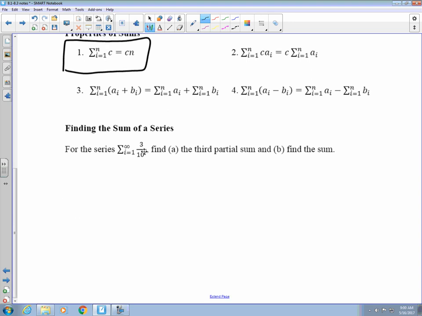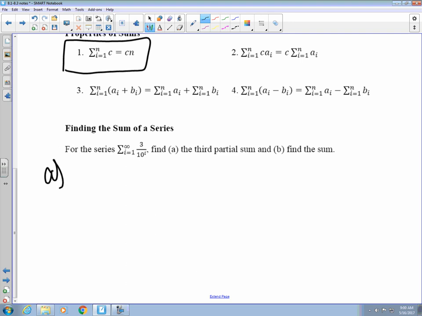So here we have finding the sum of a series, the series from 1 to infinity of 3 over 10 to the i. Find the third partial sum and find the infinite sum. Well, we don't know how to find infinite sums. That would take us the rest of our lives. So what we're going to do is find the third partial sum first and look for a pattern, and then we know that that pattern would continue infinitely.